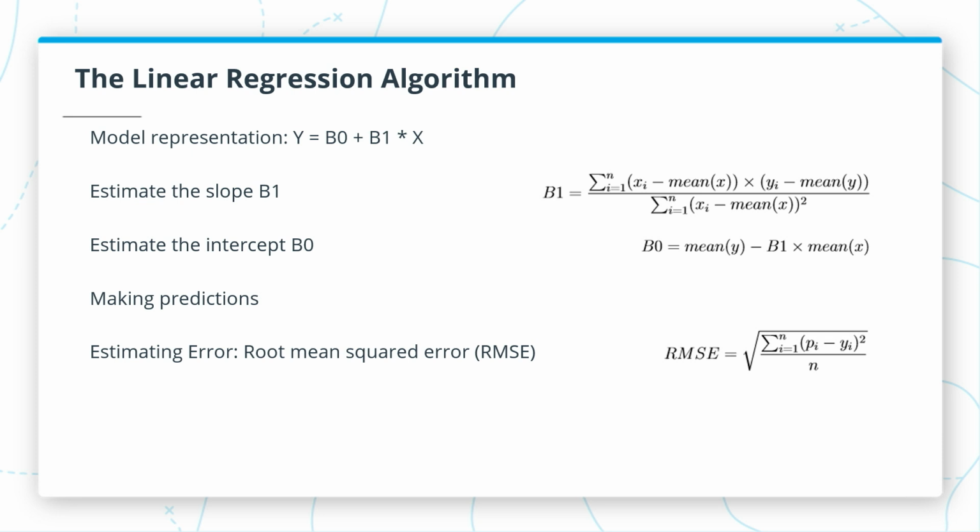Finally, to evaluate the predictions made, using the assumed model representation, we can calculate an error score for our predictions called the root mean squared error, also referred to as RMSE. P is a predicted value and Y is the actual value. I is the index for specific instances because we must calculate the error across all predicted values.